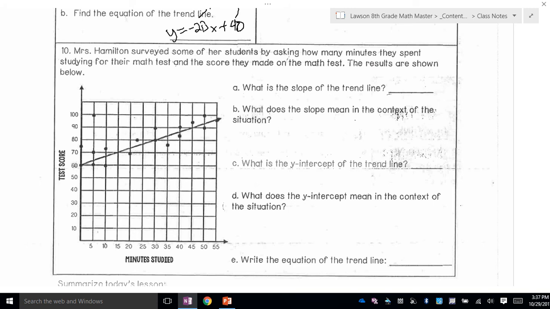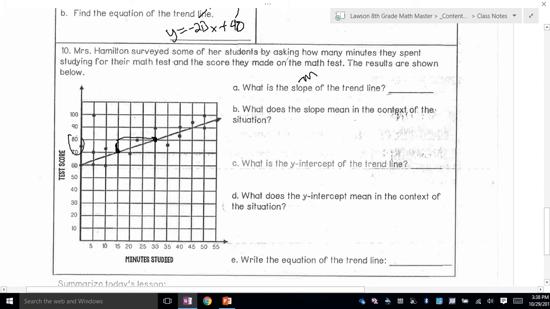Right. So that's going to be a positive association because as one goes up, the number of minutes studied, the other will also go up, which would be the score. Okay? So A says, what is the slope of the trend line? And I know in order to find slope, which is m, I'll have to do rise over run. So I need to pick 2 points on this trend line, 1 and 2. Okay, I need to do a rise over a run.